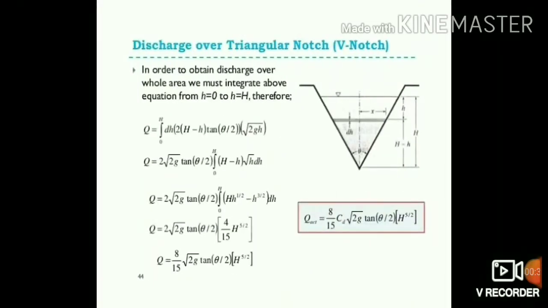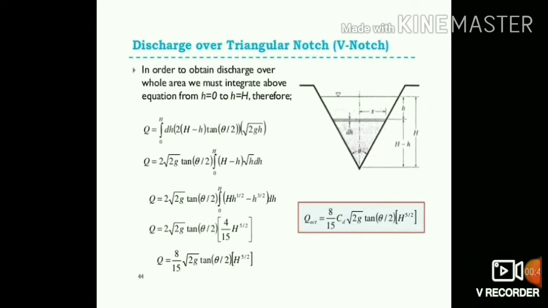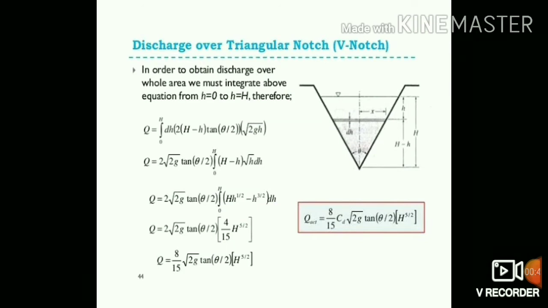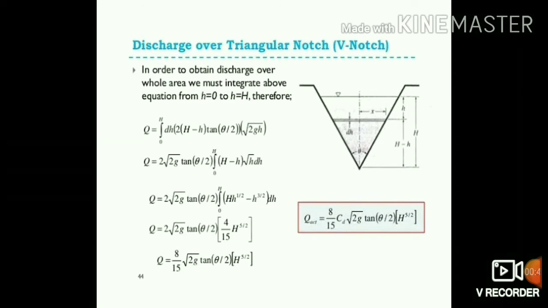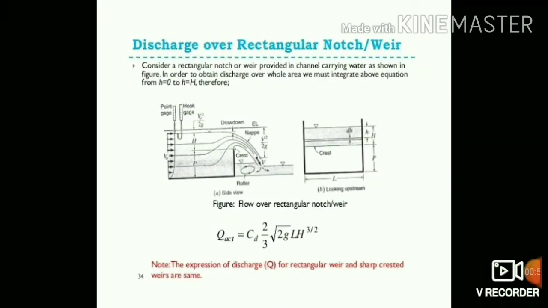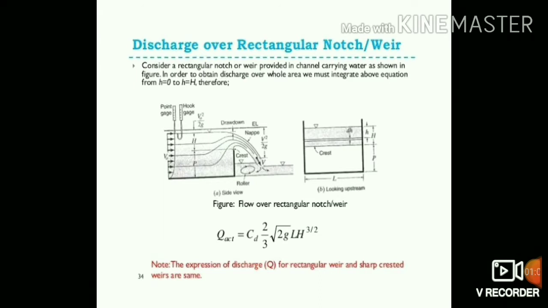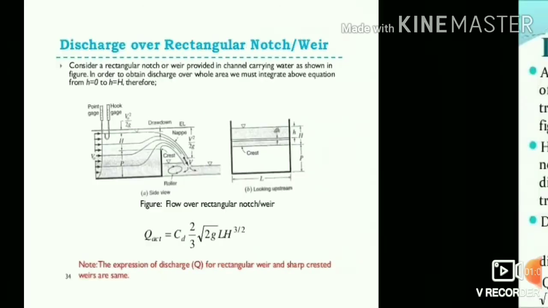Friends, you should first know the basic formula for a triangular weir or triangular notch. That is 8 by 15 into CD into root 2g into tan theta by 2 into h to the power 5 by 2. You remember this formula. And this is the formula for discharge over a rectangular weir, that is CD into 2 by 3 into root 2g into L into h to the power 3 by 2.